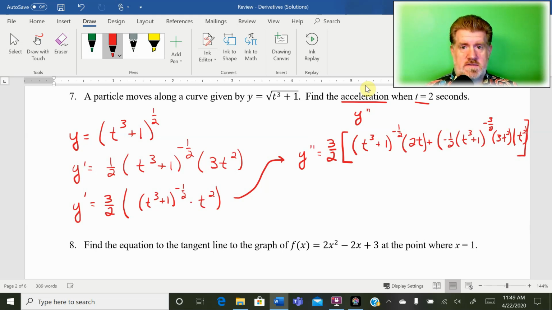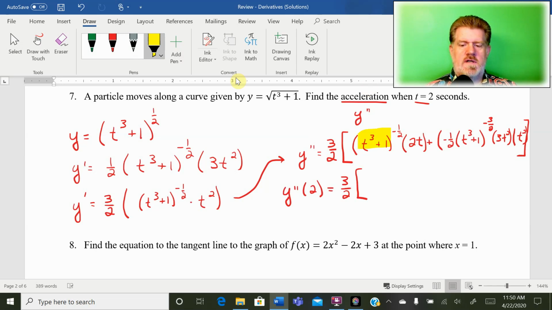Ugly, isn't it? But you don't have to bother simplifying it, because now we're just going to plug in the number 2 and see if we end up with something nice. So I'm going to do each part separately. I'll do this part first. When I plug in 2, I get 2 cubed, which is 8. 8 plus 1 is 9. 9 to the 1/2 is 3. But the negative makes it 1/3.